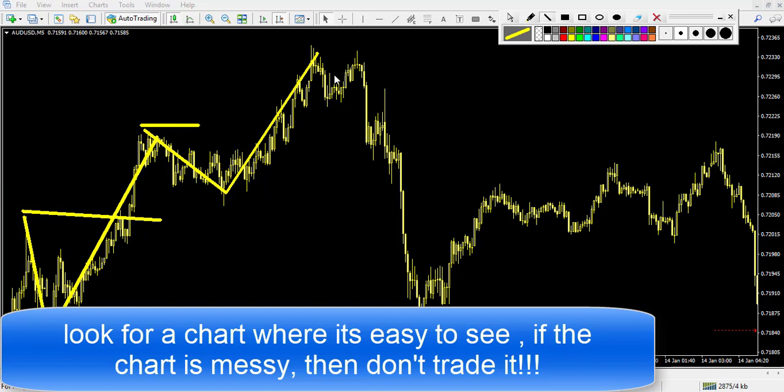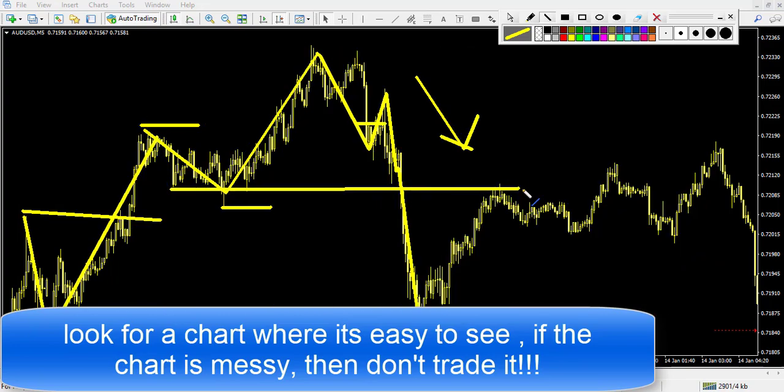And what happened? First it breaks this level and finally breaks this level. After this level is broken, now we expect the market to go down. So we would expect at this level, which is a strong level, to go for a short.